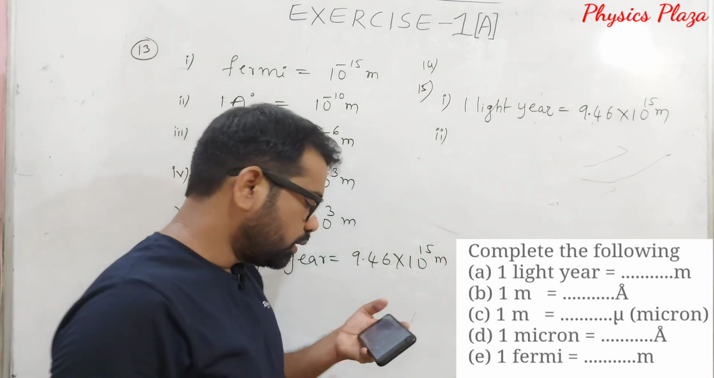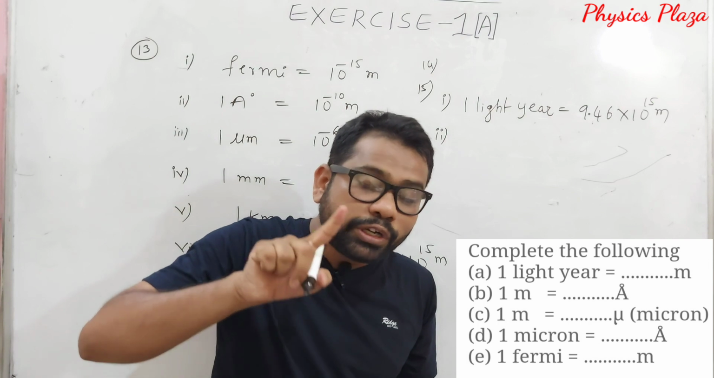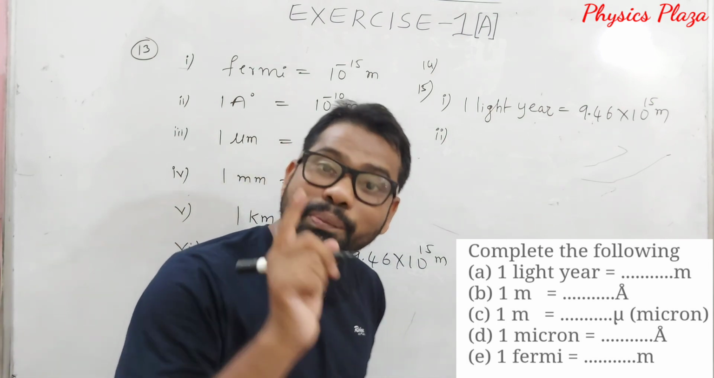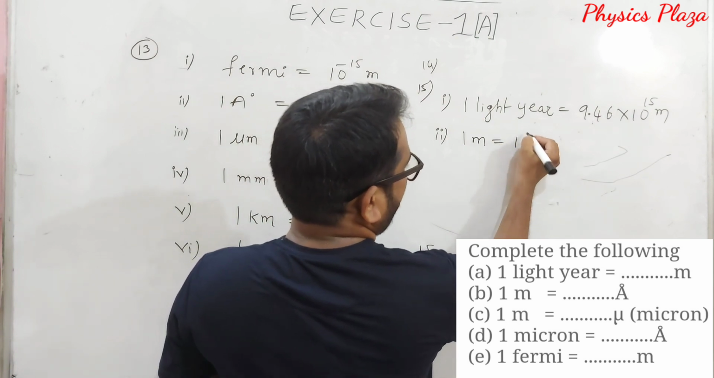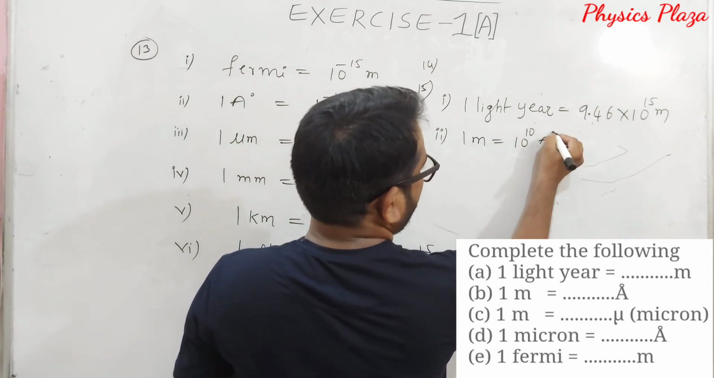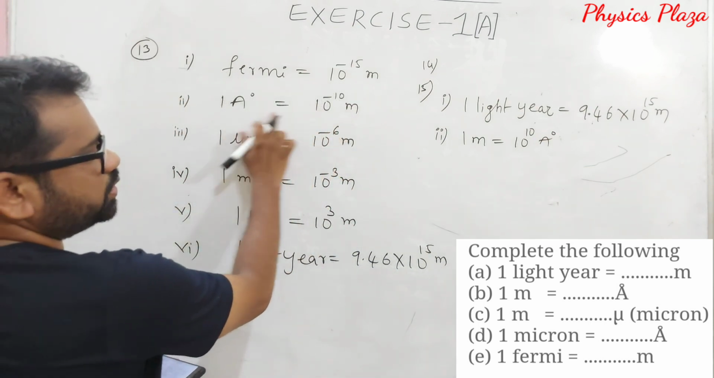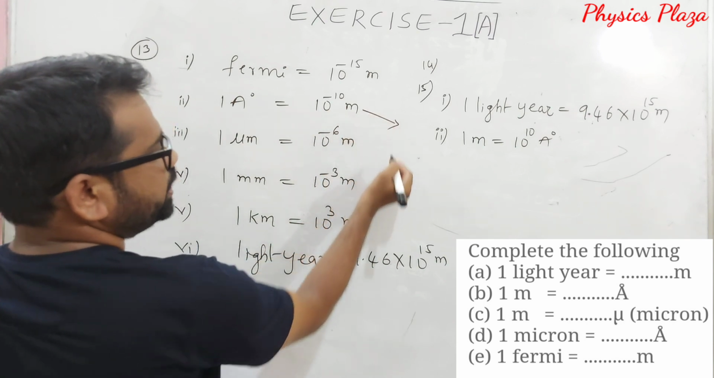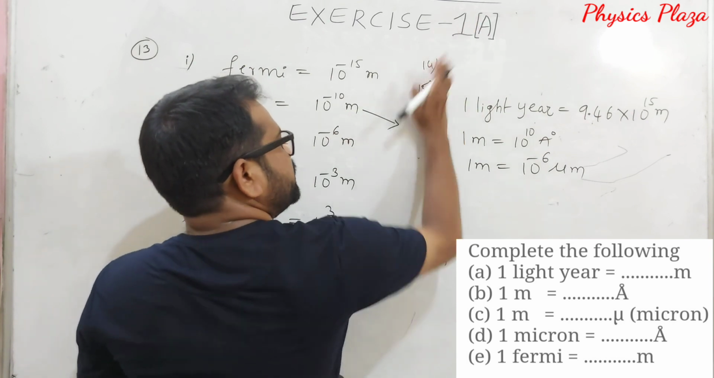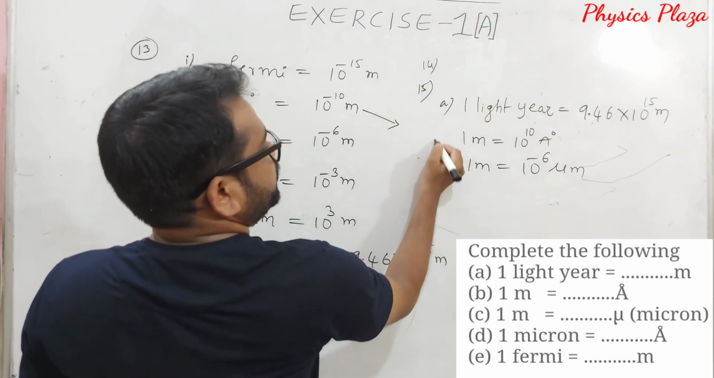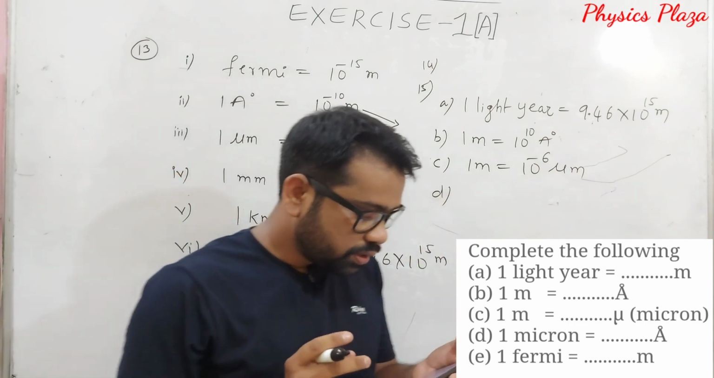Second one, dear children, 1 meter is equal to how many angstroms? Children, 1 angstrom is equal to 10 power minus 10 meters, but 1 meter is equal to, they are asking, can you write like this? So of course we can write. So 1 angstrom is equal to 10 power minus 10 meters, but 1 meter is equal to, obviously, 10 power 10 angstrom only. Sorry, these all have options A, B, C, D given. 15th one, D, dear children.